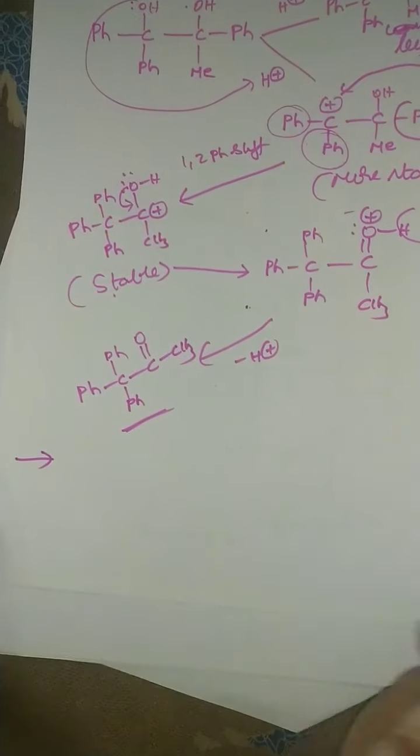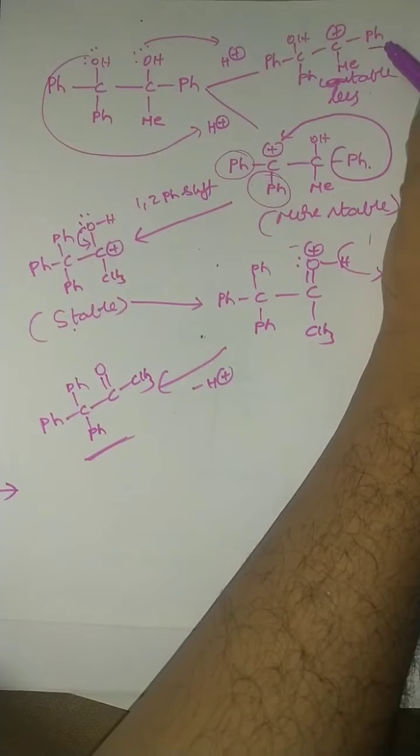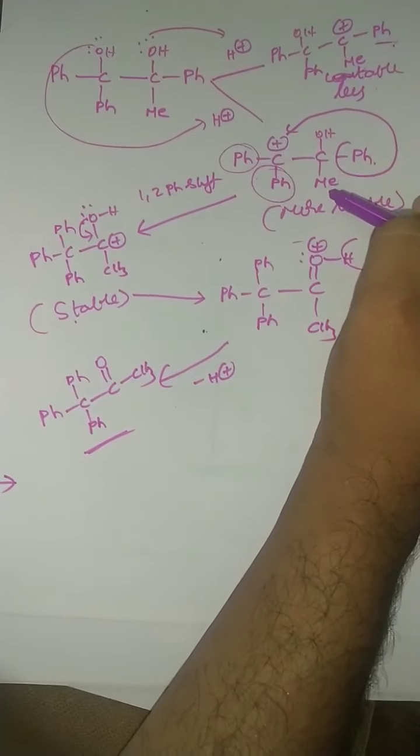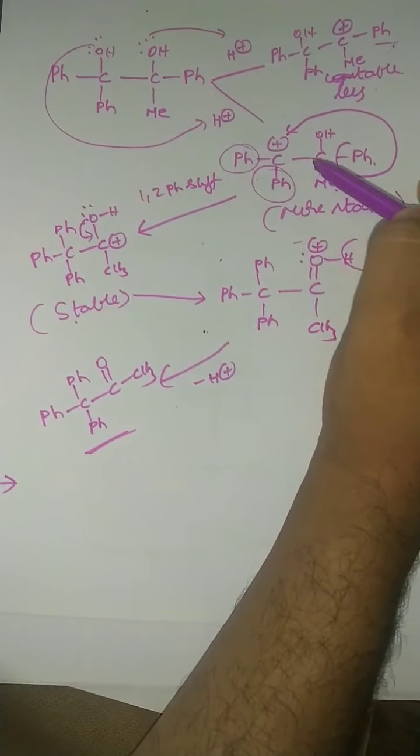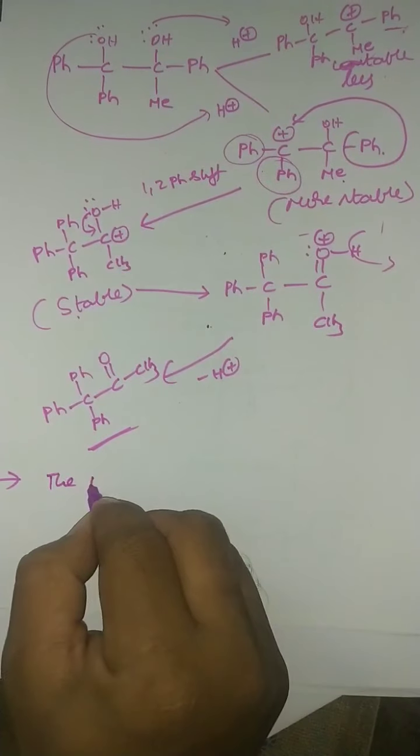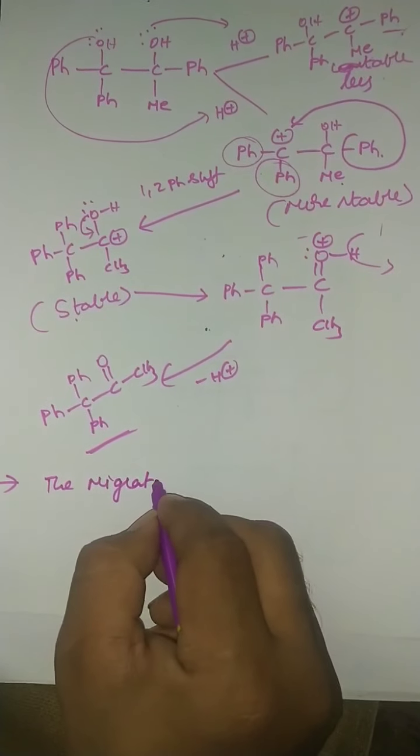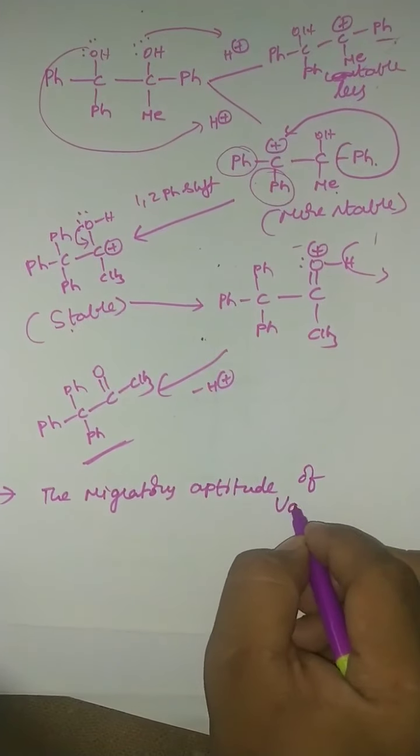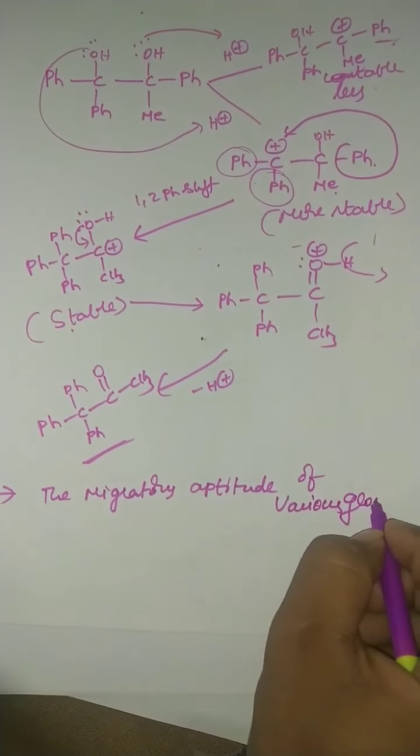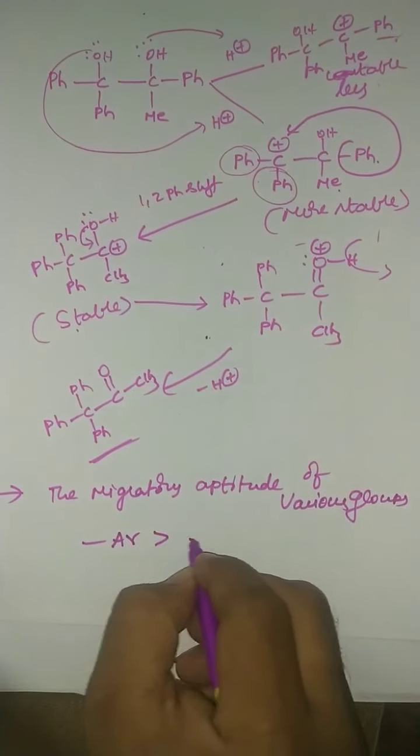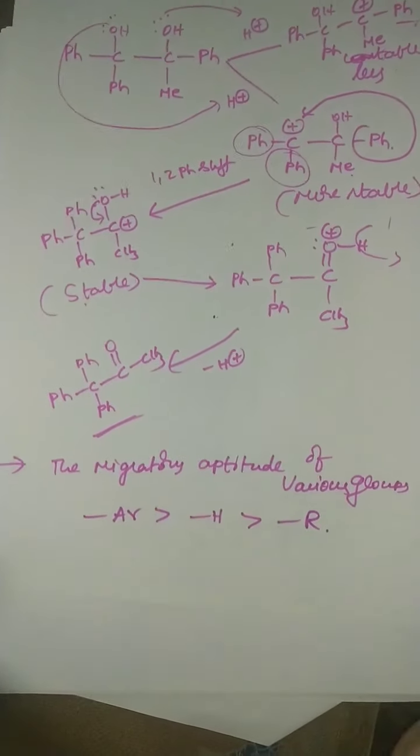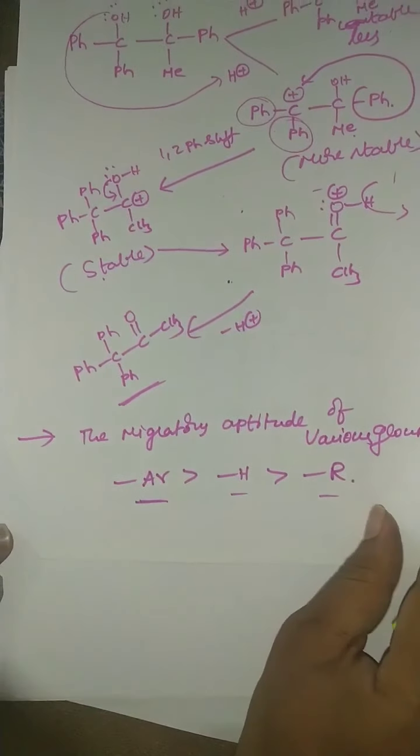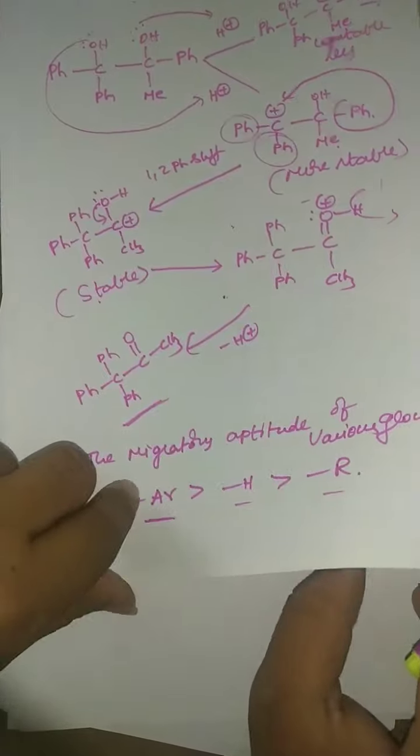So which group will undergo migration? Here we get confusion: phenyl group or methyl group, which group will undergo migration? You may explain that the methyl group may also undergo shift. So here the migratory order is given experimentally. Migratory aptitude of various groups: aryl group greater than hydrogen greater than alkyl groups. Aryl group means phenyl, hydrogen, alkyl group. So this is the order of migratory aptitude of various groups.